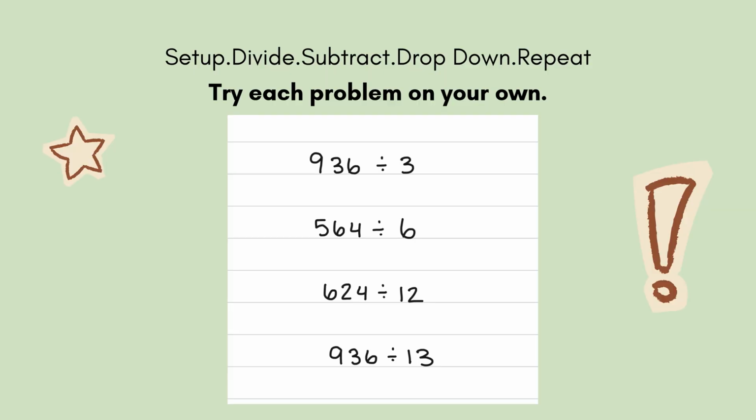Here is 4 more examples that you can try on your own. You can pause the video now, try it for yourself, then press play.